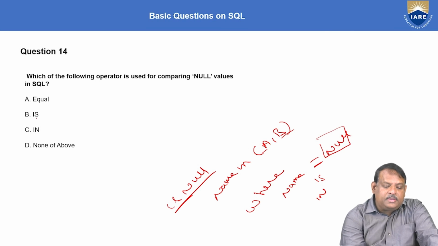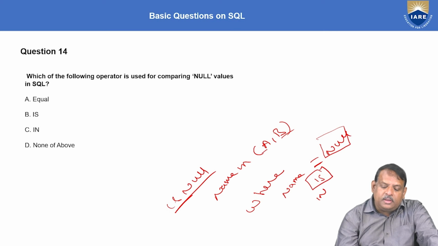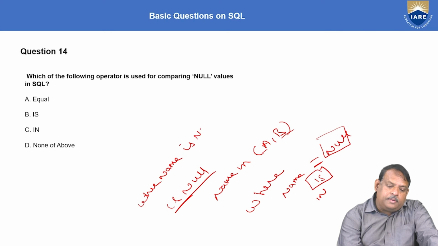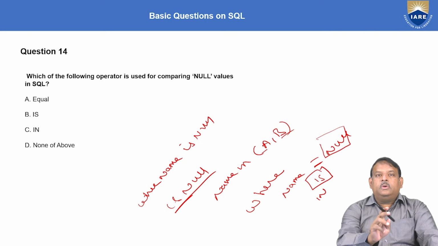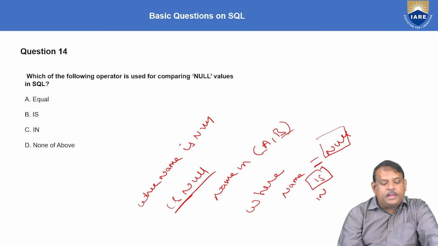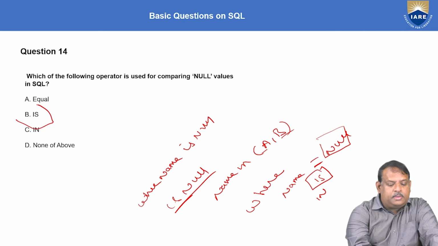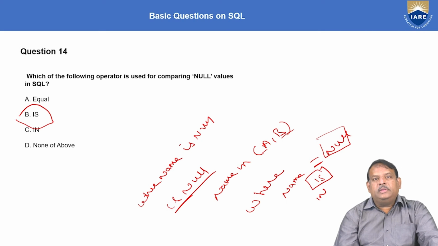But here the case is comparing null values. So you can say where name is null. So question number 14, the answer is B, is null. Is null is the right answer.